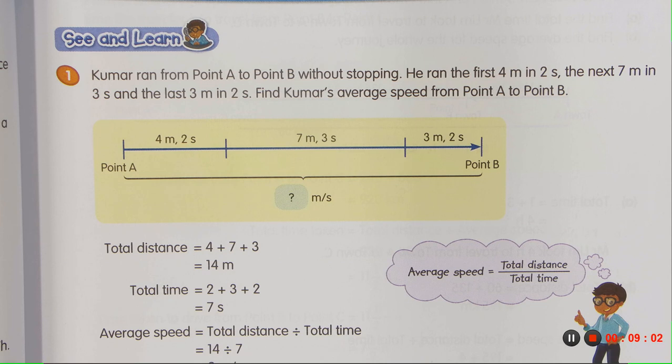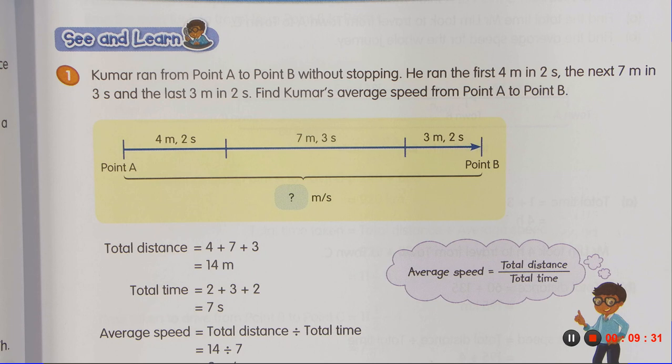But if I add everything up, all the 3 parts I add up, that's called total distance. I add all the 3 parts of the time that I get, that's called total time. When I take all the distance, divide by all the time, I get what we call average speed.